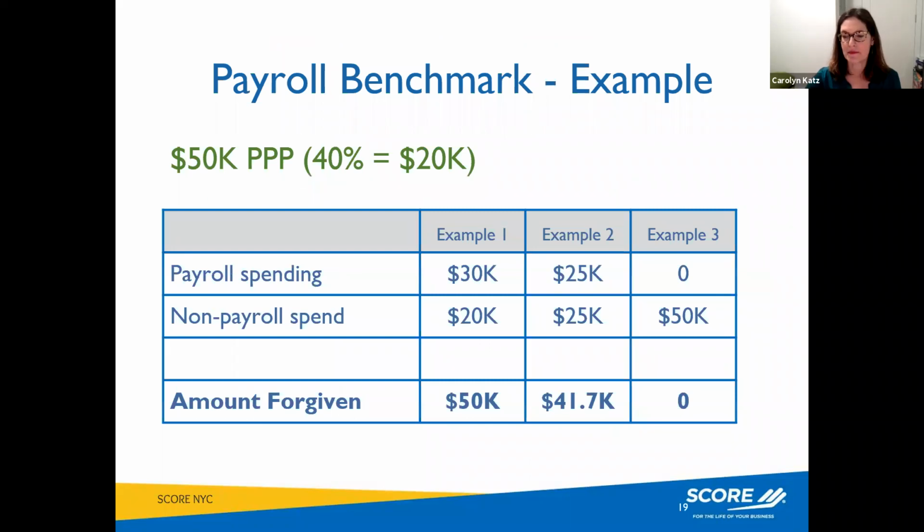Okay, so here we have a PPP that's $50,000. So my 60% would be $30,000, 40% is $20,000. In example one, I spend it exactly on target. Fine, $30,000 payroll, $20,000 non-payroll, the whole thing gets forgiven. But if I shift $5,000 of the spending, you will see at the bottom that my forgiveness amount actually is reduced by $8,300 because of that division by 60%. And then in the last most extreme example, if I spent it all on non-payroll, again, it doesn't mean that I get $20,000 automatically forgiven. I actually get none of it forgiven.